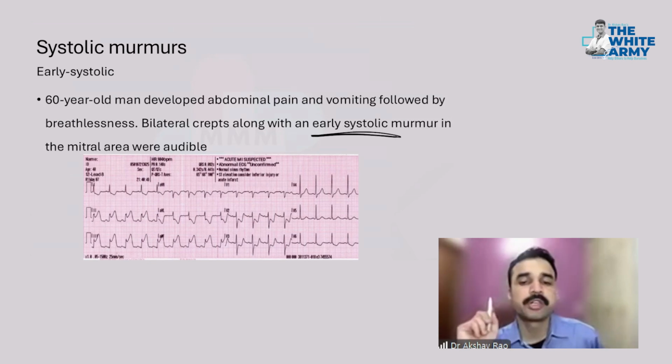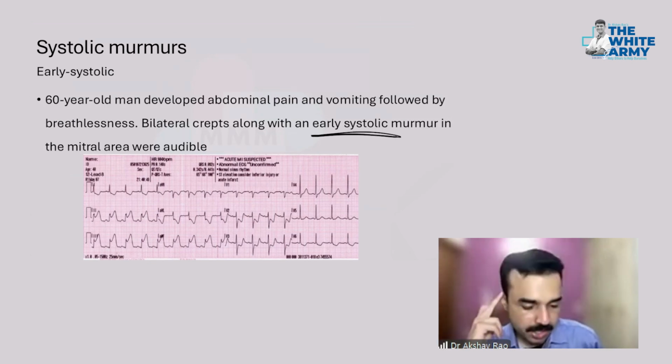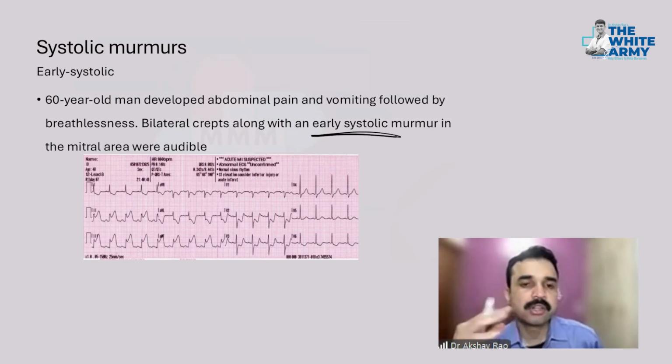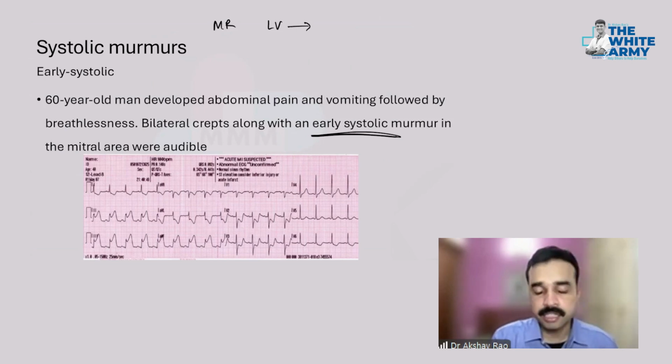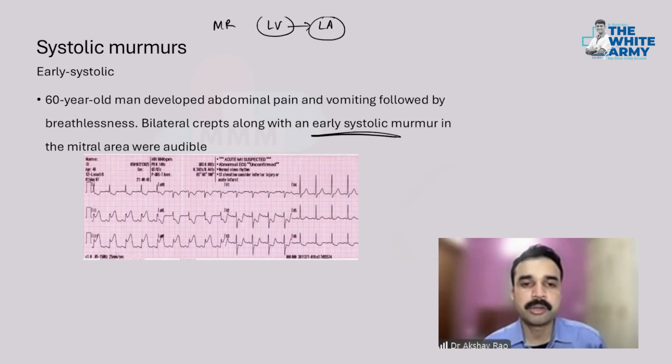What about if you hear an early systolic murmur? So why is the murmur pan-systolic in mitral regurgitation? In mitral regurgitation, blood regurgitates from the left ventricle into the left atrium. So at any given time, the left atrial pressure will always be lesser than the left ventricular pressure.